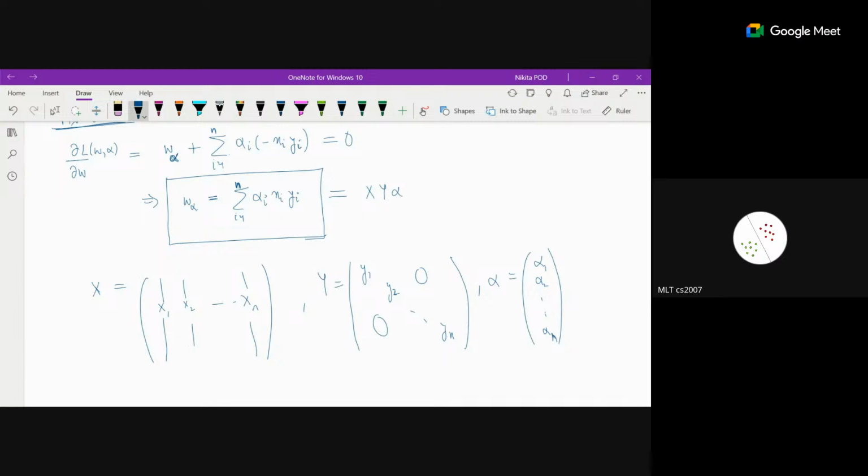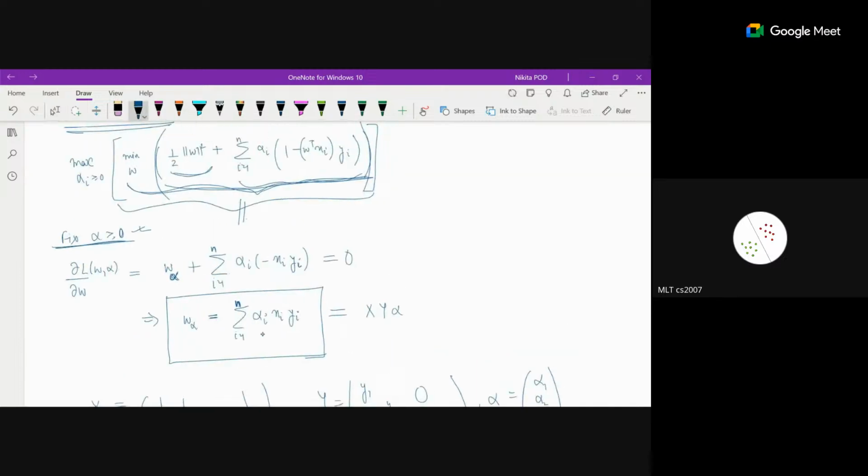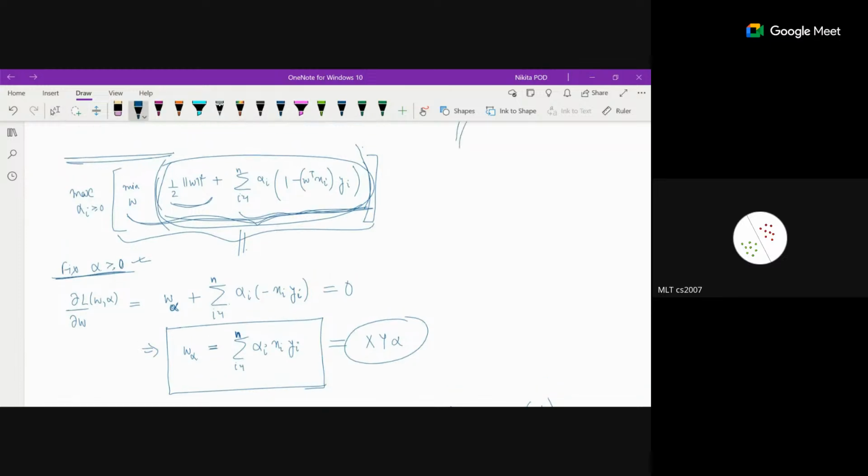Okay. So this W can be written as xy, this matrix x times y times alpha. So now, when we solve this, when we took the derivative and put it to 0, this is the W that I got, right? So now what is this value here? What will this turn out to be? This thing is a question, right? For this W, which is xy alpha.